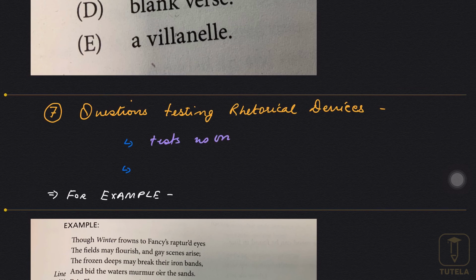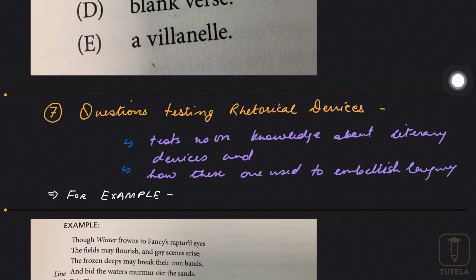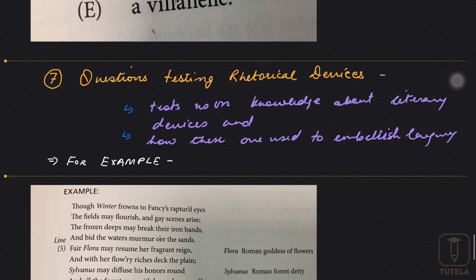So these questions test us on our knowledge about literary devices and how these are used to embellish language. Take a look at the question here.